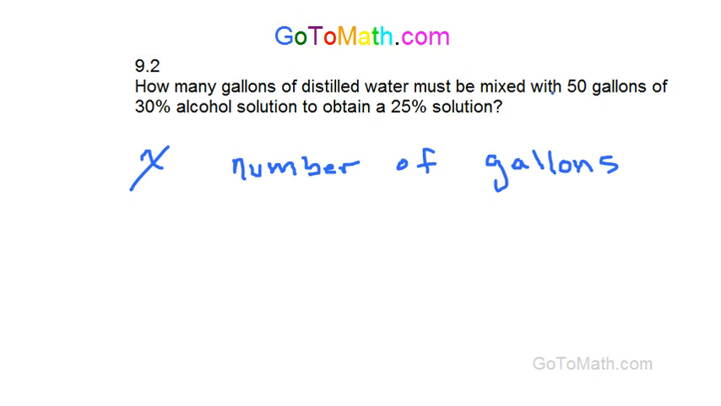Alright. So 50 gallons of 30% alcohol solution. So that means that 30% of 50 is going to equal, to obtain a 25% solution, 0.25 times, and we're going to let X, remember, be the number of gallons.